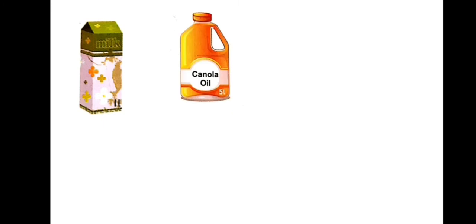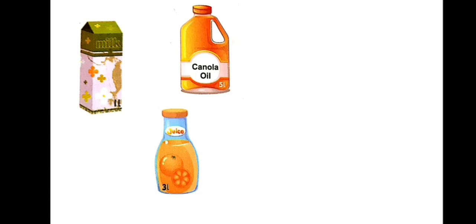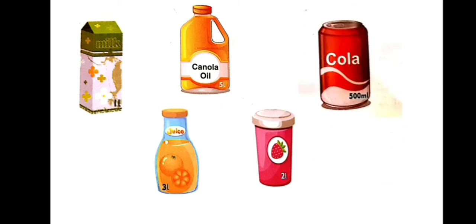Okay, now let's see some of the different objects with different capacity. What is this? It's a milk pack. Next one is cooking oil. Next, orange juice. Strawberry shake. And the last one is Coke. Class 2, can you tell me the capacity of each object?